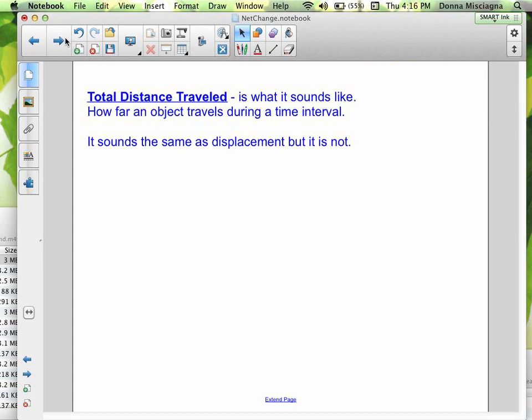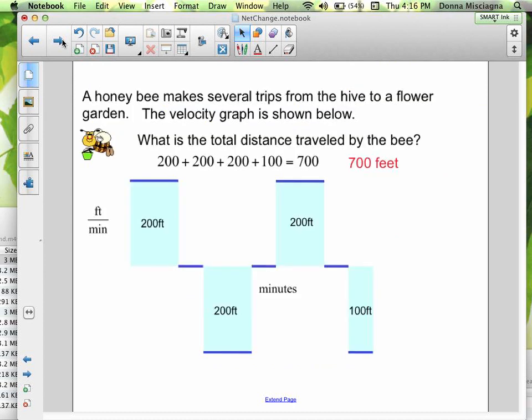So total distance traveled is what it sounds like. It's how far an object travels during a time interval. It sounds the same as displacement, but is not. Right? Displacement, if you go in the negative direction and then you go in the positive direction the same amount, it cancels each other out because you're not any farther from where you started.